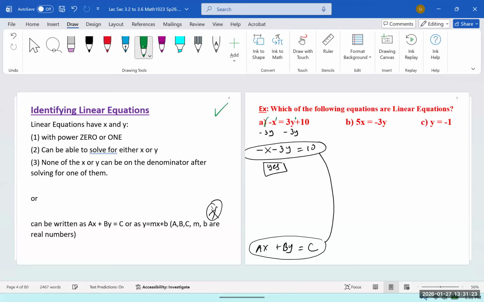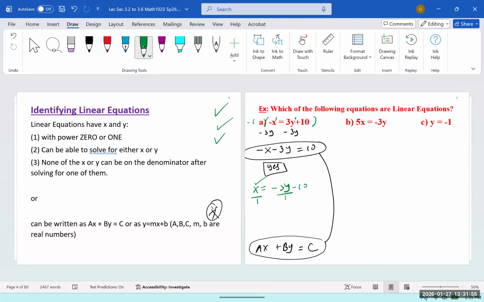If you multiply both sides by -1, we get x equals negative 3y minus 10. So we could solve for x, so our second condition is satisfied. And when you solve for x, the other side of the equal sign cannot have the other variable in the denominator. So x and y both are in the numerator, because below them we have invisible ones. So the other side of the equal sign doesn't have a variable in the denominator. So all three conditions are satisfied.